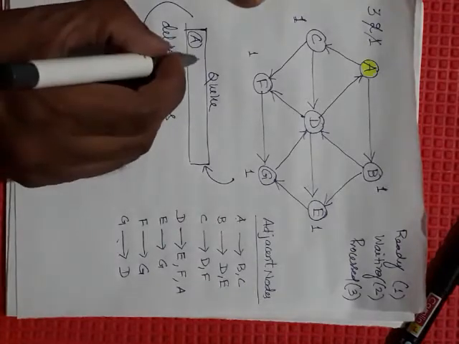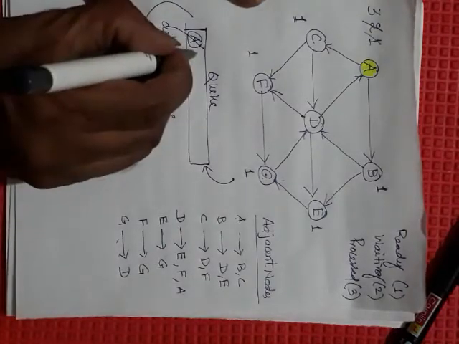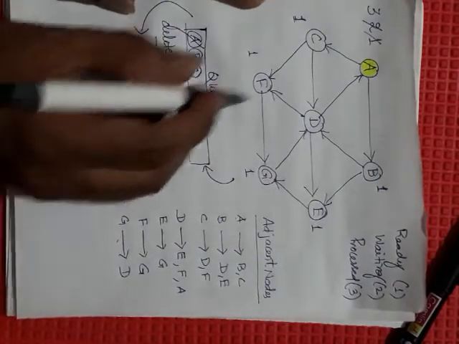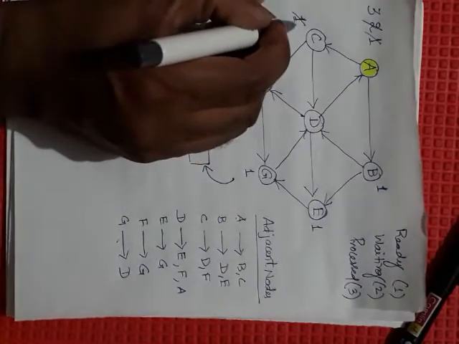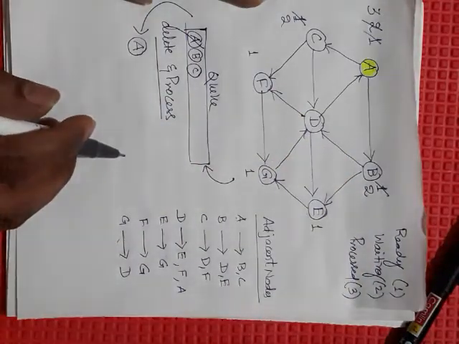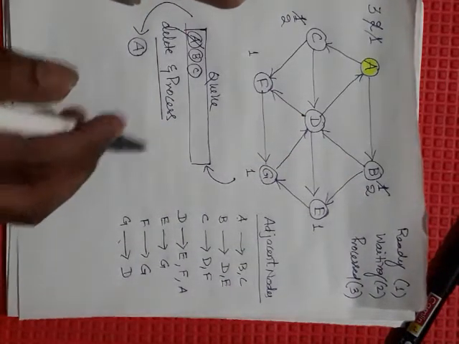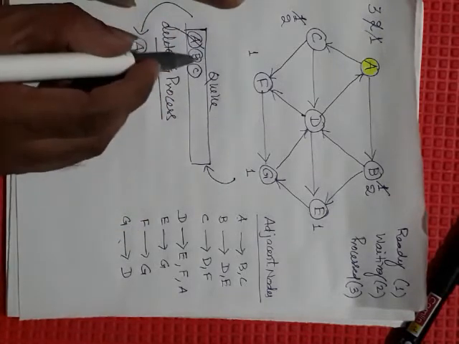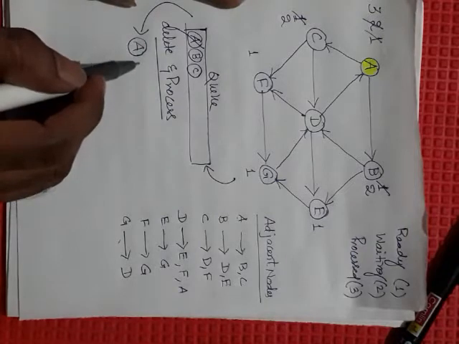the queue. So node A is already processed. Now node B and C are inserted into the queue. Then what is the next job? Change its state to 2, that is waiting state. Okay. Now the same while loop will be repeated. While queue is not empty, remove a node from the queue and process it.